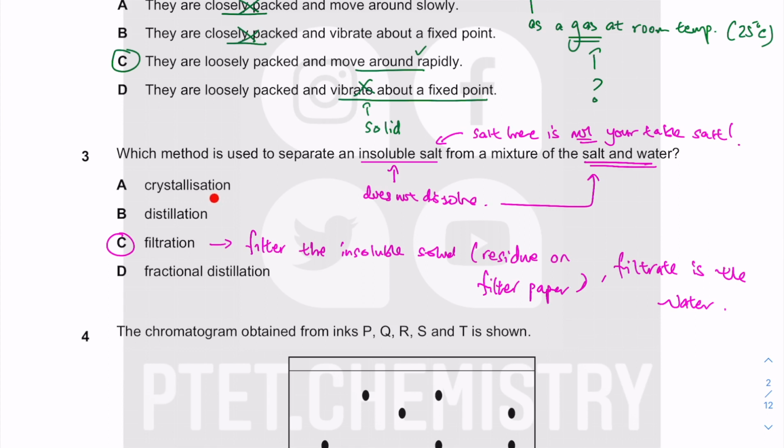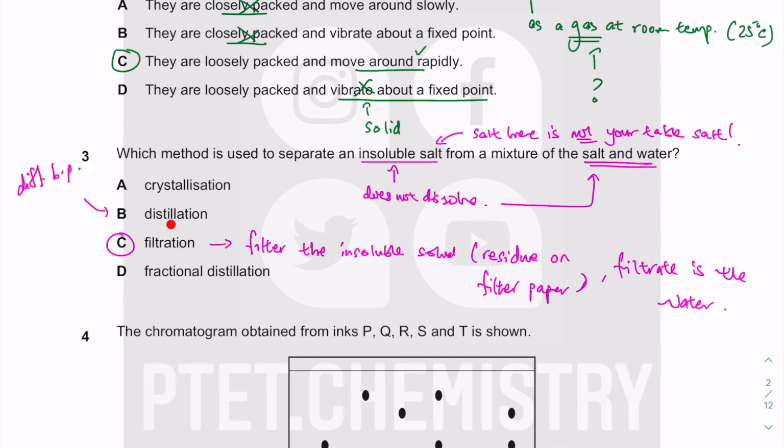So crystallization is not applicable here because this is insoluble, so you do not need to crystallize it out. Crystallization is mainly used to separate a soluble salt. If the salt is soluble, then you want to crystallize it to get both the salt as a crystal and also water. Distillation is to do with different boiling points.